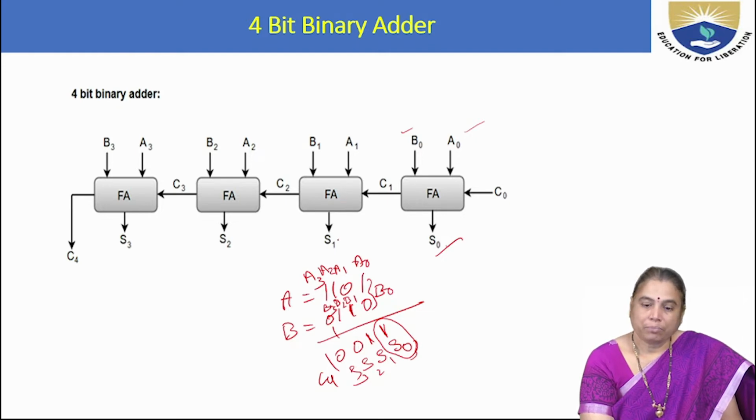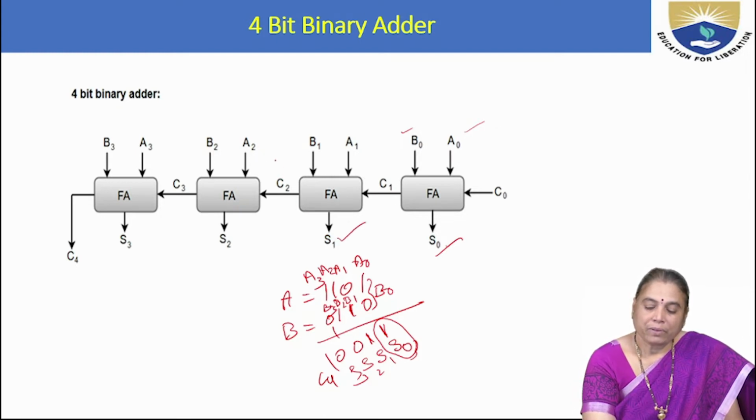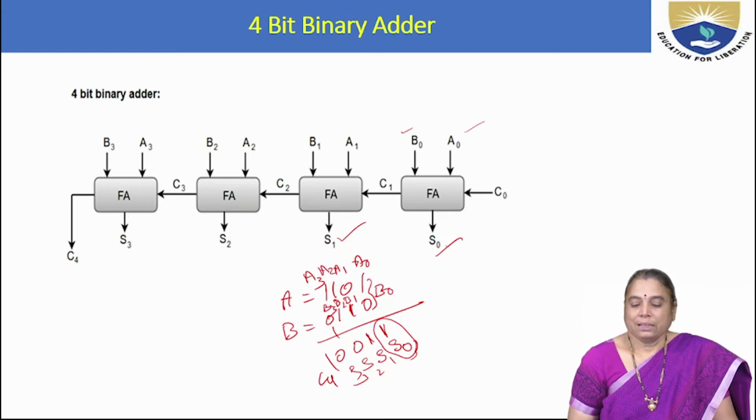And whatever sum is produced, that is represented as S1, and the carry can be given as input to the next stage full adder. So in this way, this 4-bit binary adder can be used to perform the binary addition.